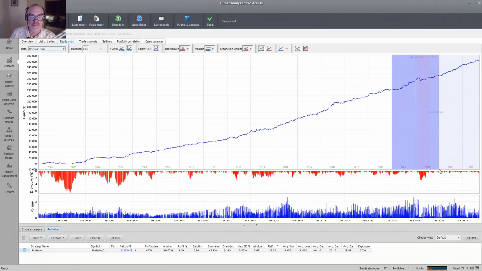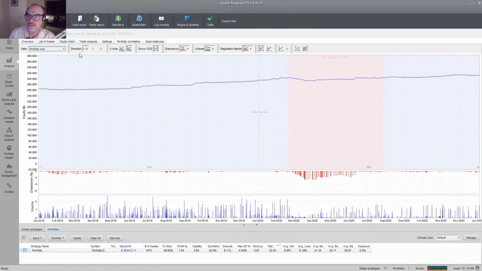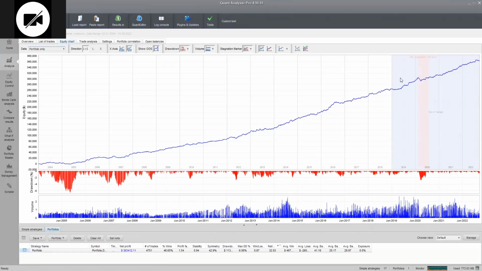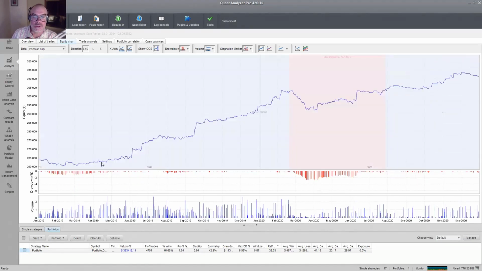So we can't expect all the time to have absolutely fantastic results. We're going to have, like we're seeing now, periods where results aren't as good as we otherwise would like them. Yeah, so there we go. We've got a period there, January 19 to May 19, where not much has happened.